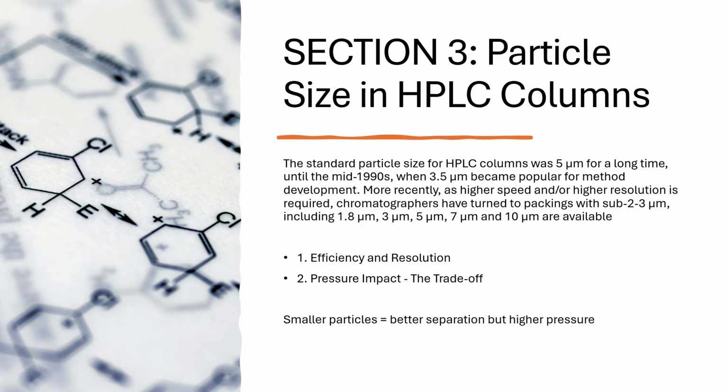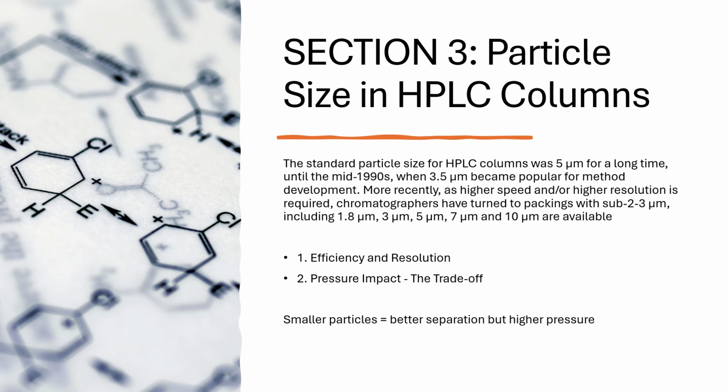Now let's talk about particle size in an HPLC column. As you all know, an HPLC column is packed with porous silica particles. This porous silica particle's diameter is called the particle size. The standard particle size for an HPLC column is 5 micron. And if you want to increase the efficiency and resolution, you can go with 3 micron or 1.8 micron.